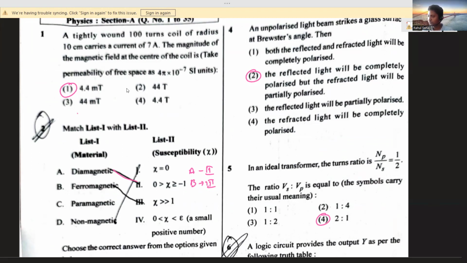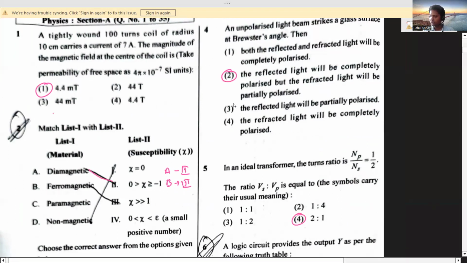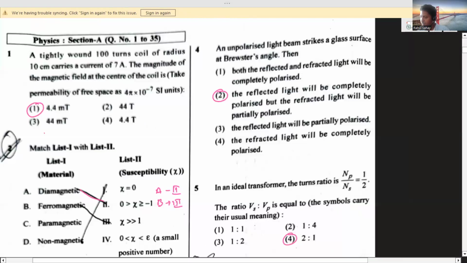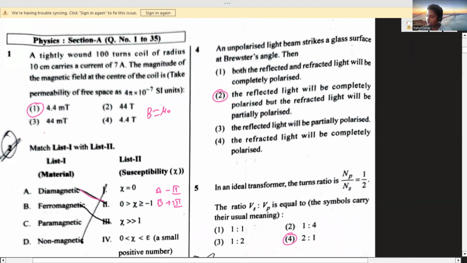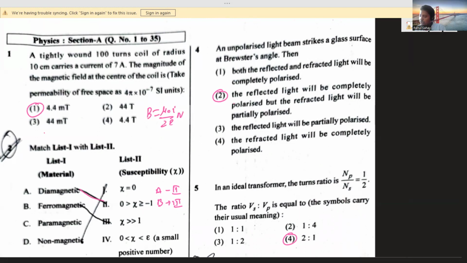So the first question is from the magnetic field. A tightly wound coil of 100 turns, radius 10 centimeter, current is flowing, at the center of the coil. At center we know B is equal to what? Mu naught I by 2R into N. Substitute all the values. Conversion is required here. Most of the questions have given centimeter and millimeter, so you have to convert and take care of the unit conversion as well. So 0.1 meters. The answer will be 4.4 millitesla, option 1. This is easy. I have categorized this as easy.